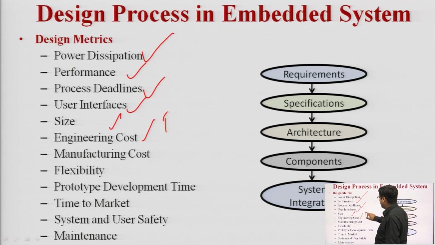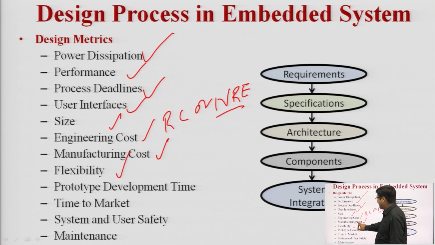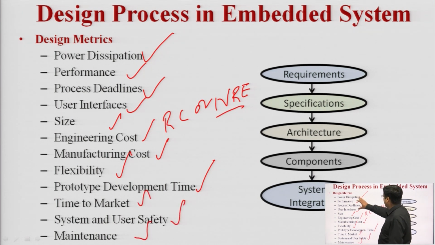Here we are talking about the non-recurring engineering cost. Then manufacturing cost, flexibility, prototype development time, time to launch the product into the market, system and user safety, maintenance. So let us take the first one, power dissipation. While designing any process, we should take care of the power dissipation. Dissipation should not be high in any particular embedded application.